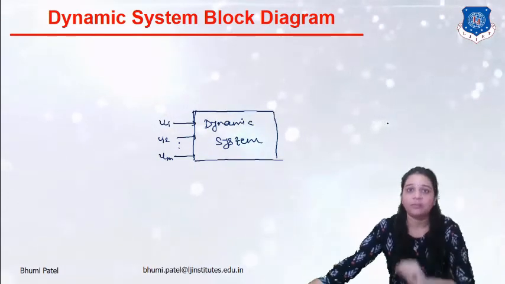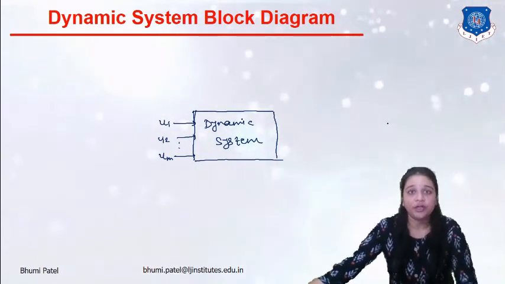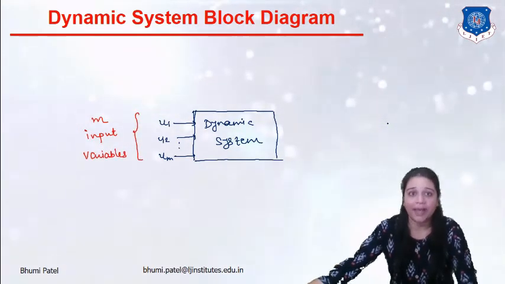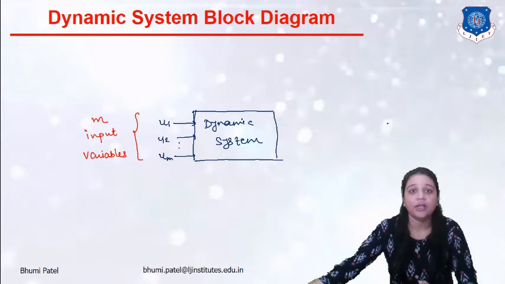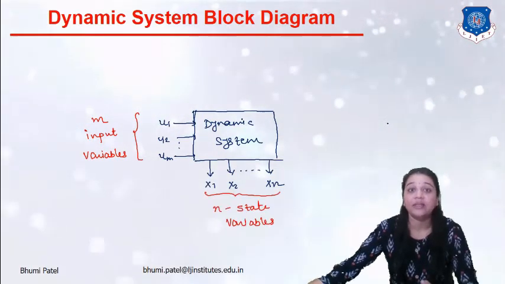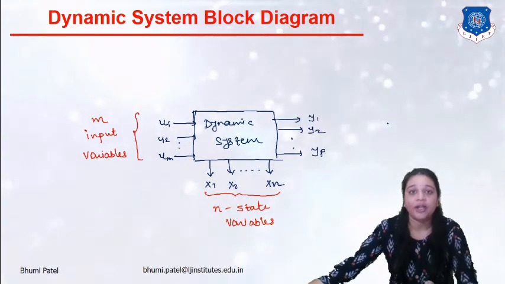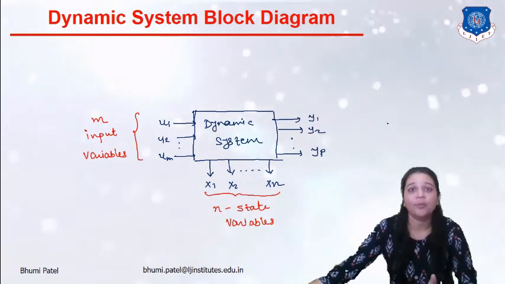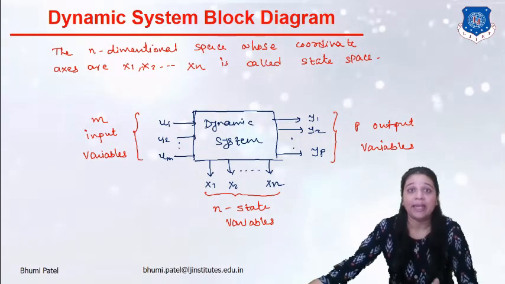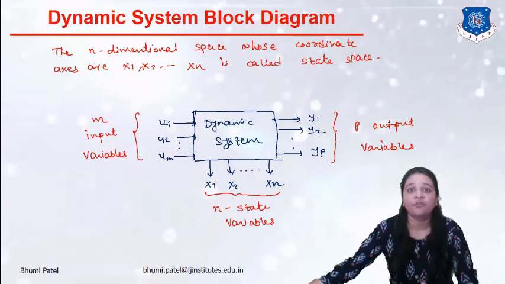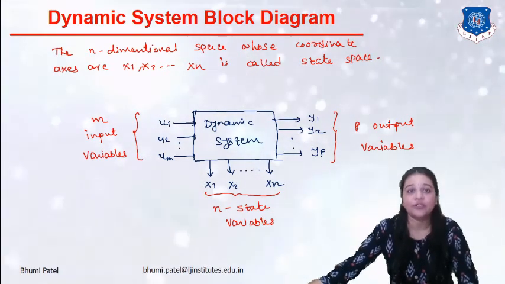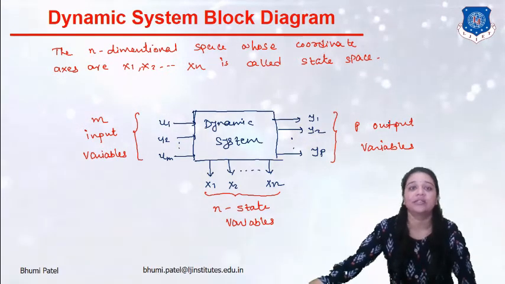First, the dynamic system block diagram in state space. Here a dynamic system is given with inputs U1, U2, up to Um. These are the m input variables, and for these inputs we have the state variables X1, X2 up to Xn, and we get the outputs Y1, Y2 up to Yp. This is my output variable. The n-dimensional space whose coordinate axes are x1, x2 up to xn is called a state space.